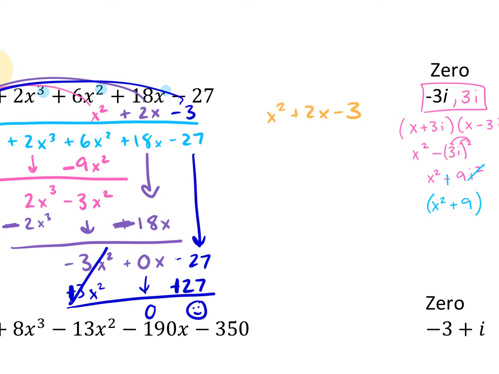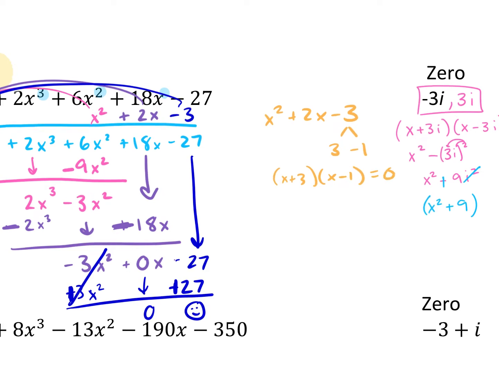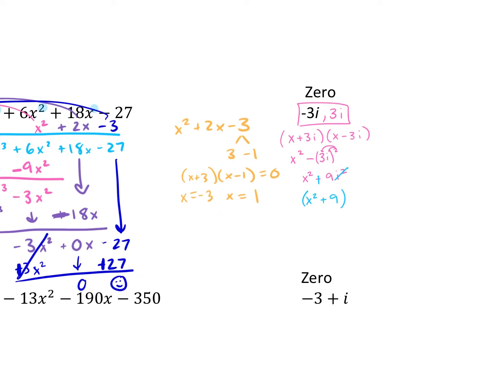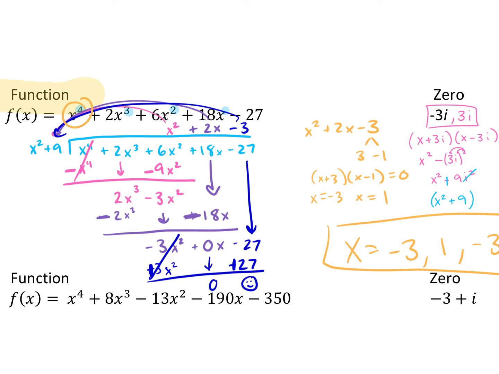How do I find the factors? I factor it. So what are two factors of negative 3 that add to 2? 3 and negative 1. So in my parentheses, this would be x plus 3 and x minus 1 equals 0. So what are my other two zeros? Negative 3 and positive 1. So in total, my zeros are negative 3, positive 1, negative 3i, and positive 3i, which I started with x to the fourth power, so that tells me I should have 4 zeros.